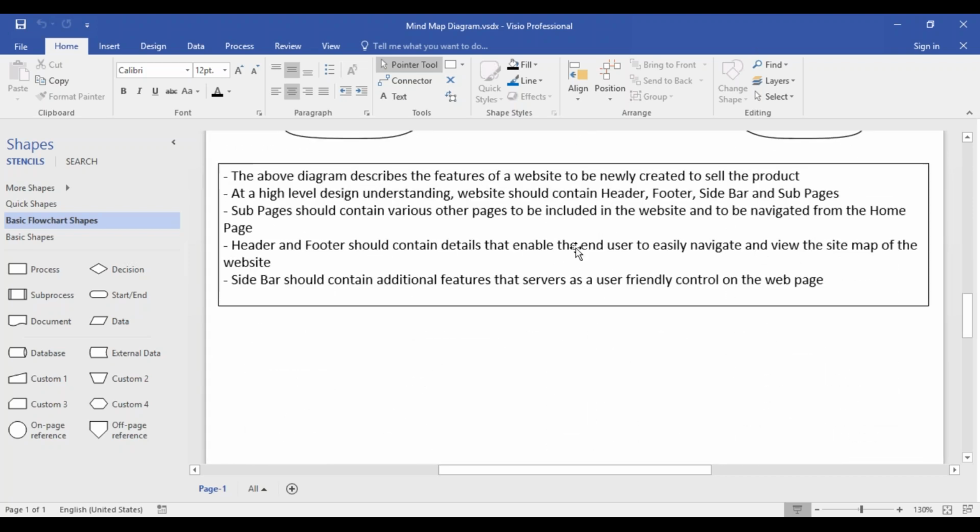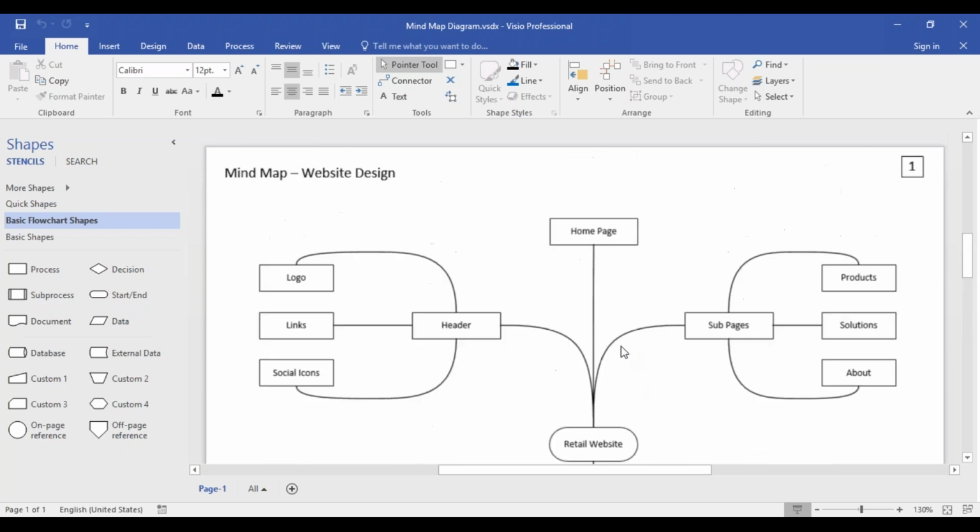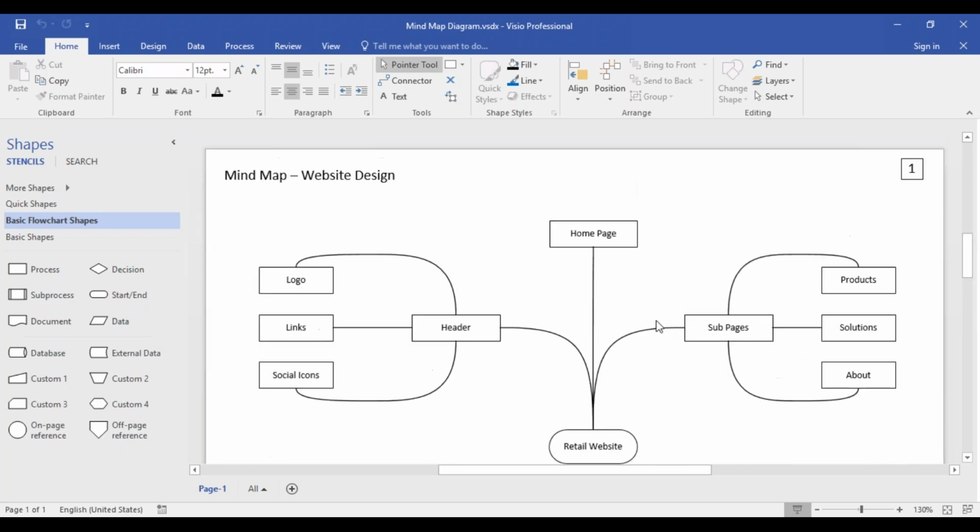Instead of writing lines and lines of text, it will be very presentable if you can create a mind map diagram and give it to your end user to say this is what I have understood based on the discussion which we have had.